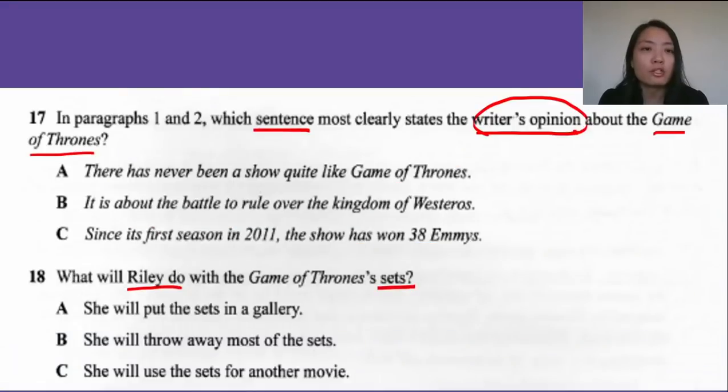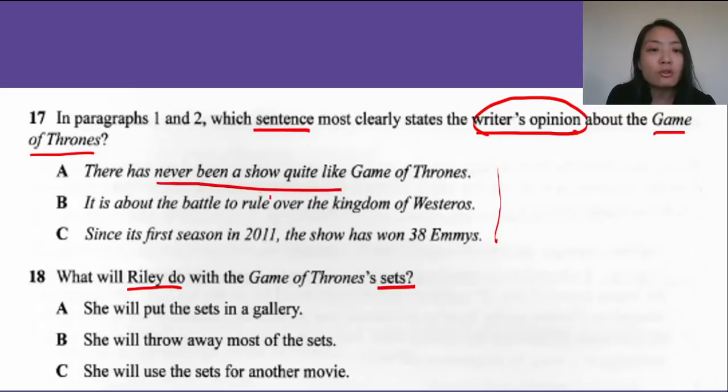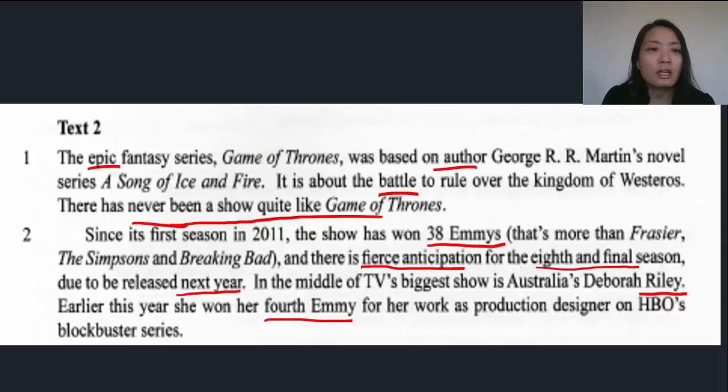Okay, now let's go back to the questions. So number 17 here, which sentence most clearly states the writer's opinion? All right. So all these sentences actually appear inside the text. The question wants you to find out which one states the opinion. Is it "There has never been quite a show," or the opinion is "it's a battle to rule," or is the opinion saying that it's the first season? Okay. So which one sounds more like the opinion of this series?